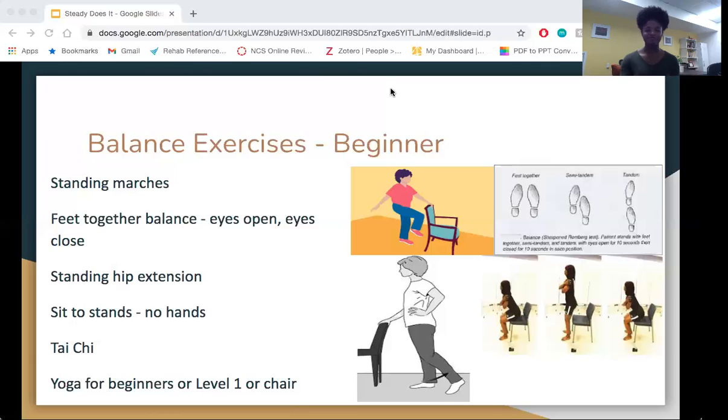Another challenge would be to do this with eyes closed, but you want to make sure that that chair is right behind you. I really like Tai Chi and yoga for older adults for the group aspect as well as the physical benefits. In both of these activities, you're really challenged to have a strong core and good balance.